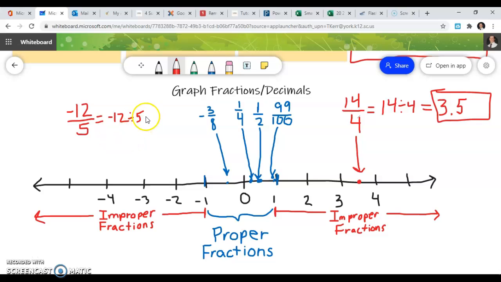And I'm going to get that the answer there is 5 goes into 12 twice. And there's going to be a little bit left over. So the answer is 2.4. And it's negative. So this is -2.4. And so now I can see where it goes on the number line. Here's -2, here's -3. Right in the middle is -2.5. So -2.5 is right here, and -2.4 would be just a little bit closer to -2. And so that's where that would go.